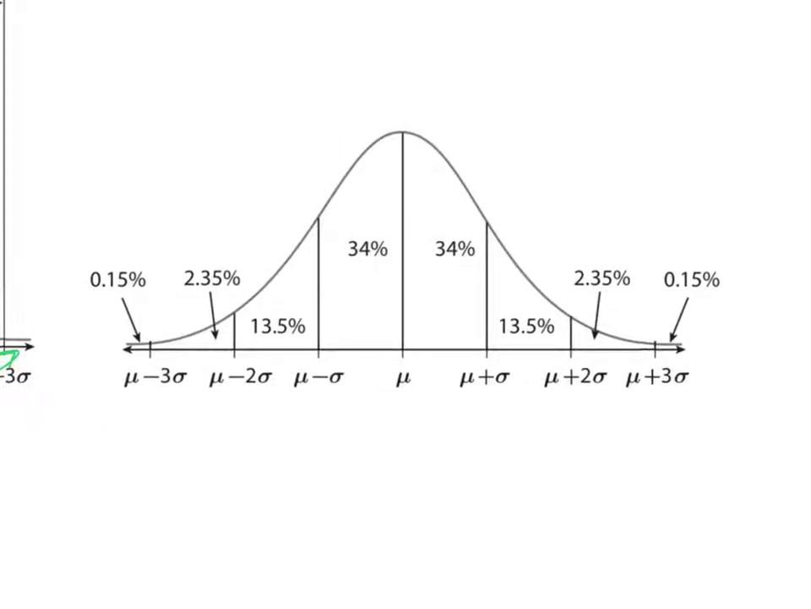This is the percentages that fall within each of these ranges. For example, you've got your mean, your average here in the middle. If we go one step in either direction, that's 34% to the left and 34% to the right.